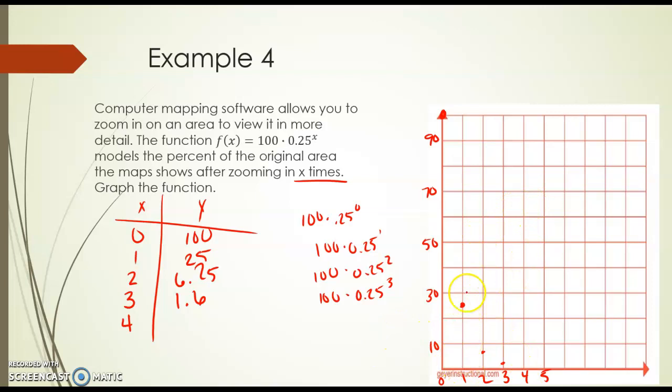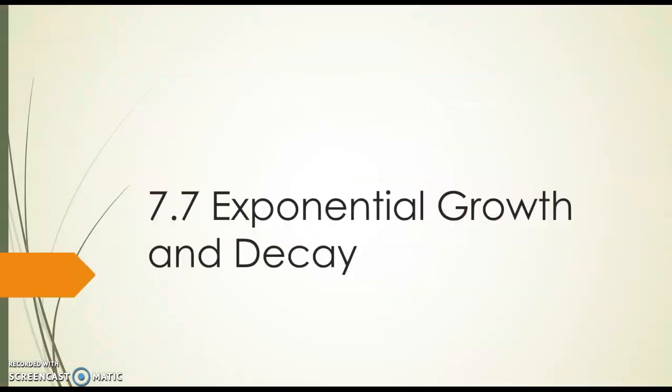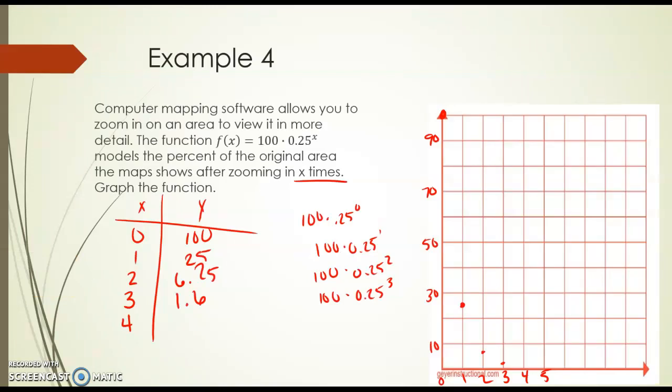So when we zoom in one time, this is how close we've gotten, right? Or the percent at which we are. That, I believe, is it for our notes.